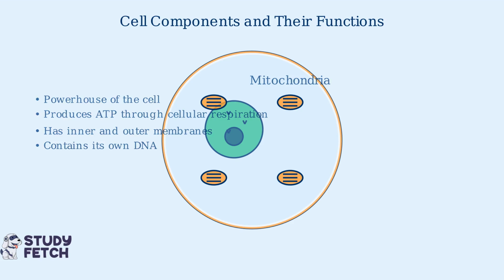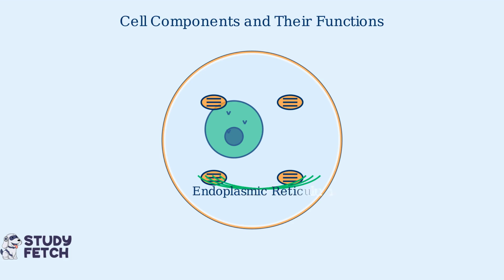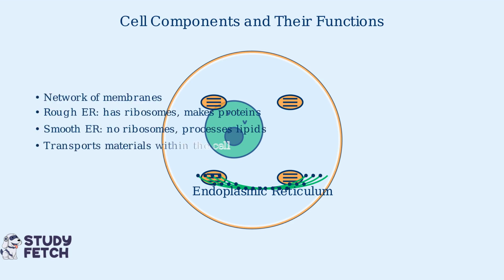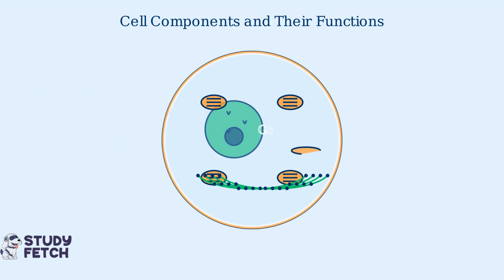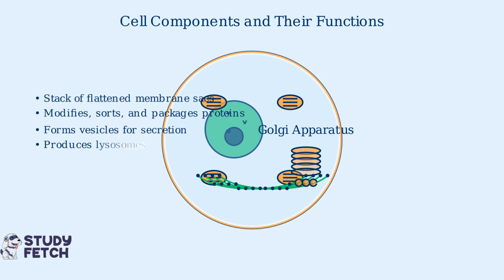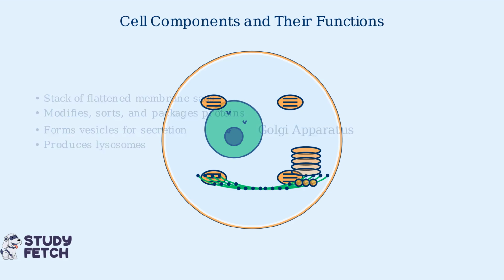They produce ATP through cellular respiration, have a double membrane structure with inner folds called cristae, and contain their own DNA. The endoplasmic reticulum is a network of membranes that extends throughout the cytoplasm. Rough ER has ribosomes attached to it and is involved in protein synthesis, while smooth ER lacks ribosomes and processes lipids. The Golgi apparatus is a stack of flattened membrane sacs that modifies, sorts, and packages proteins. It receives proteins from the endoplasmic reticulum, processes them, and packages them into vesicles for transport to their final destinations.